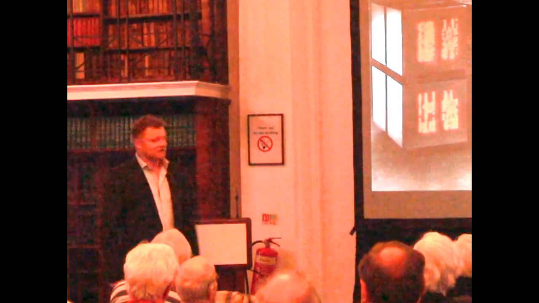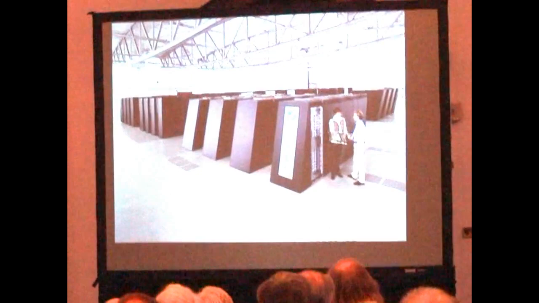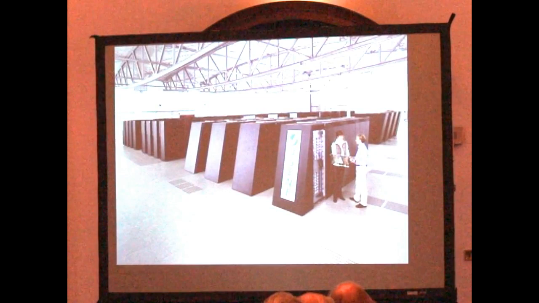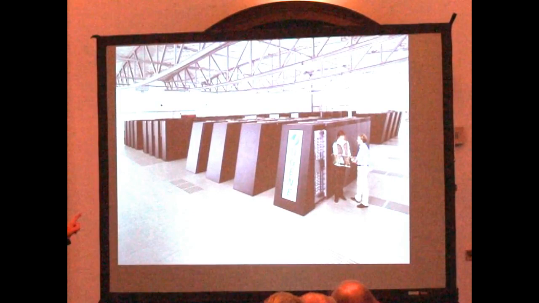Well, this is the current supercomputer in Jülich, in the center of supercomputing, and it's an IBM system, a Blue Gene system. I show you the picture because we have to think about how to present such machines in a museum in 10 years. So this is indeed a tricky issue.